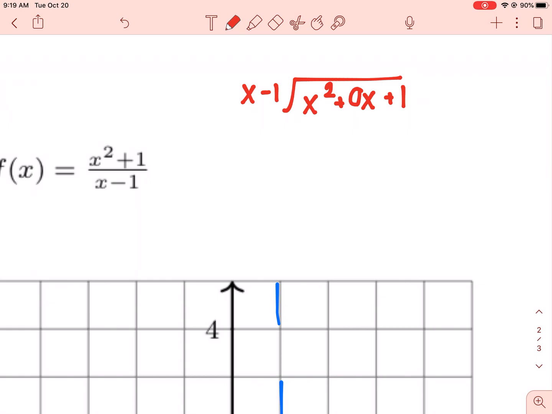And now let's do some long division. X times what will give me x squared? Well, that would be x. So I'm going to multiply x minus 1 by the x. Get x squared minus x. Remember, when you're doing long division, you have to subtract the entire thing, which then will cancel there, and you will have a positive x.